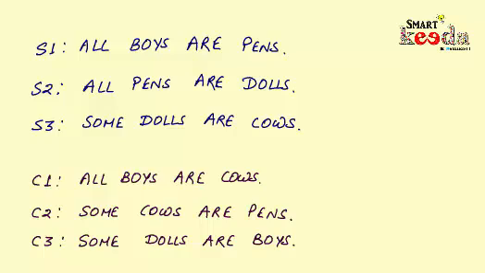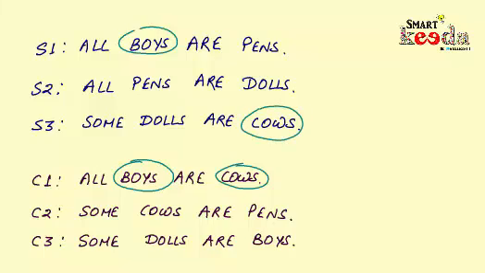In the first conclusion, we need to find a relationship between the class of boys and the class of cows. And if we look at the statements, the class of boys is here and the class of cows is here. And the middle term between statement 1 and statement 2 is pens, and between statement 2 and statement 3 is dolls. Now to find a definite conclusion between the classes of boys and cows, each of the middle terms must be distributed once. Now if we look at the middle term pens, we can see that it's not distributed here, but it is distributed in statement 2, and hence we can deduct it.